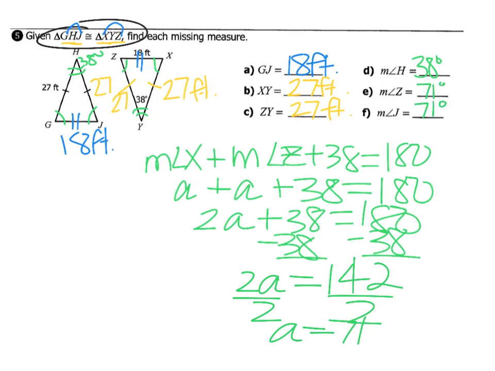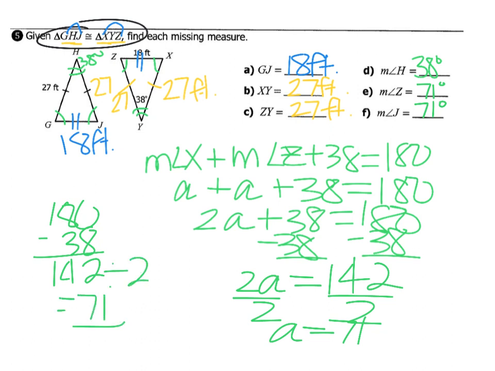Another way you could have done it is just said 180 minus 38 gives you 142. Divide that by 2, so we know that each of them has to be 71. Essentially that is what we're doing with that giant equation, okay? If you have any questions, call me over so I can help you. Otherwise, let's move on to number 7.